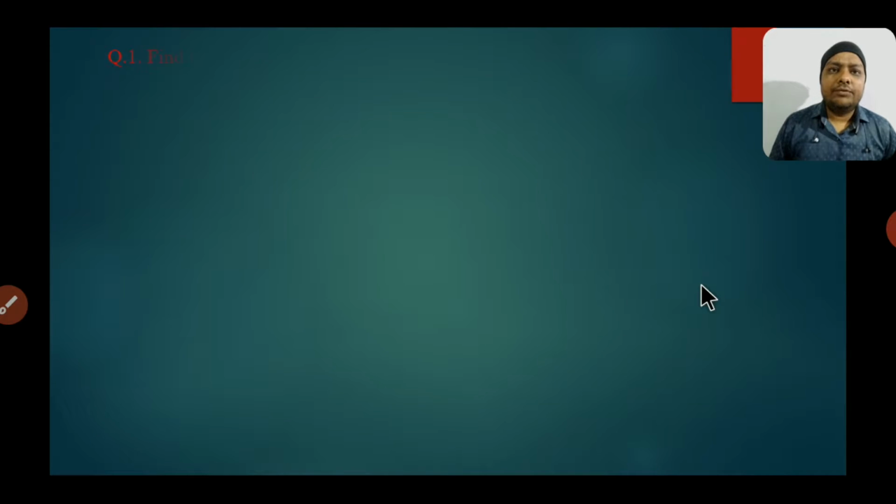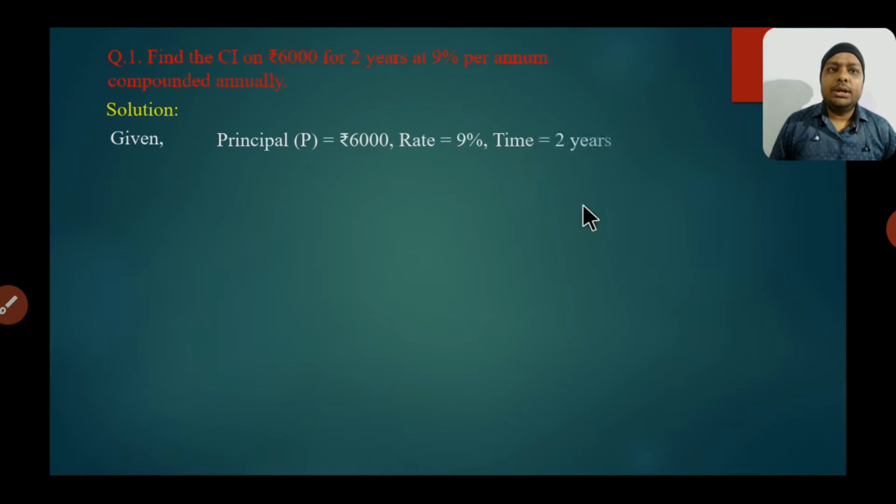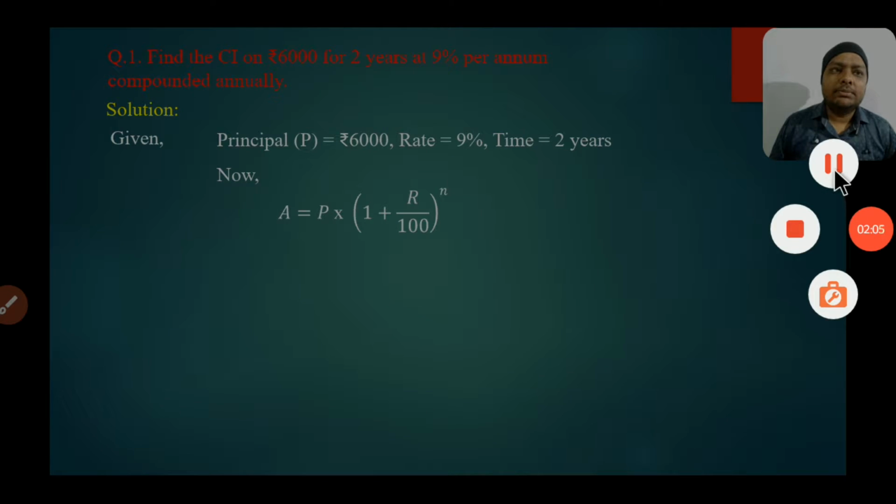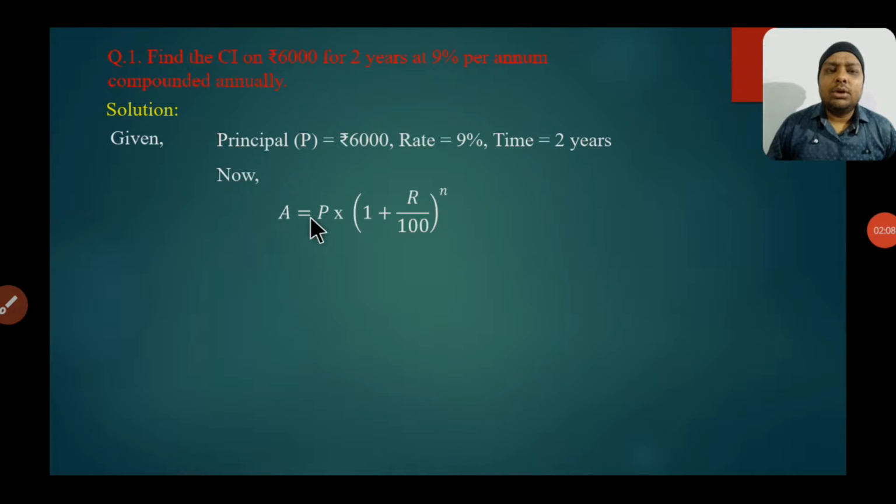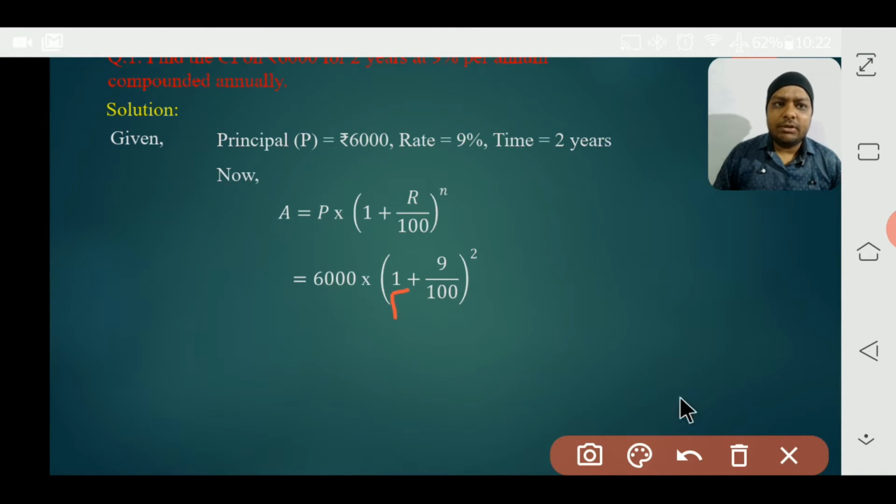The first question is that we have to find the compound interest on rupees 6,000 for 2 years at 9% per annum, compounded annually. It means 6,000 is the principal, 2 years is the time, rate 9%. Let's solve. We know the formula A is equal to P into 1 plus R by 100 to the power n. Now directly we will put the values. So the value will be 6,000 into 1 plus 9 by 100 to the power 2. The LCM of 1 and 100 will be 100.